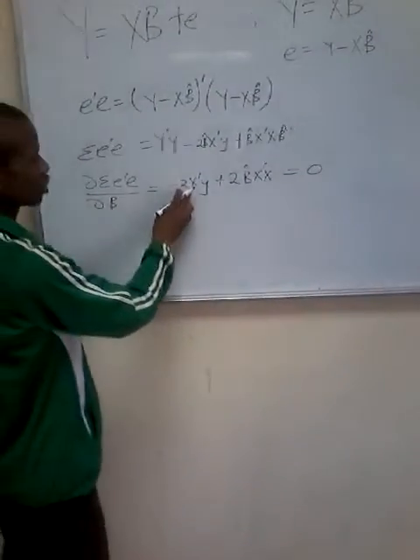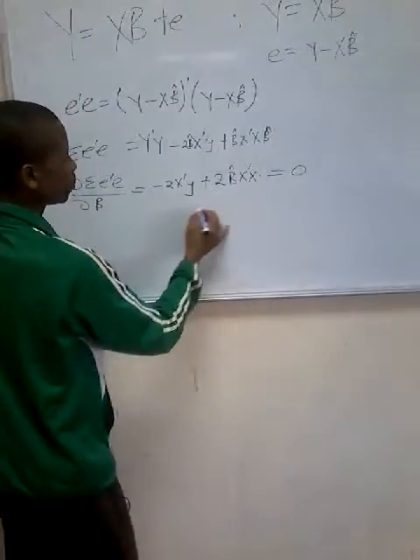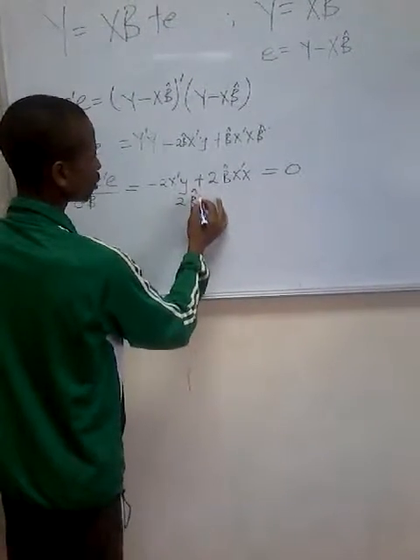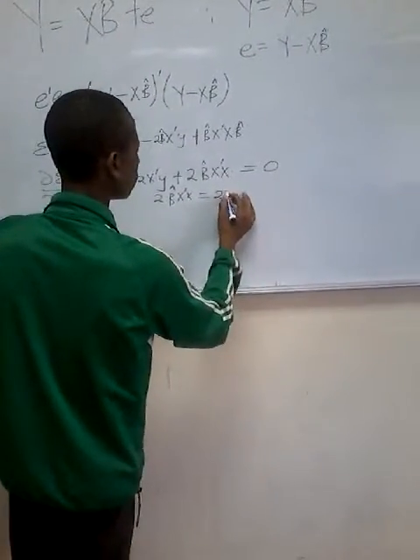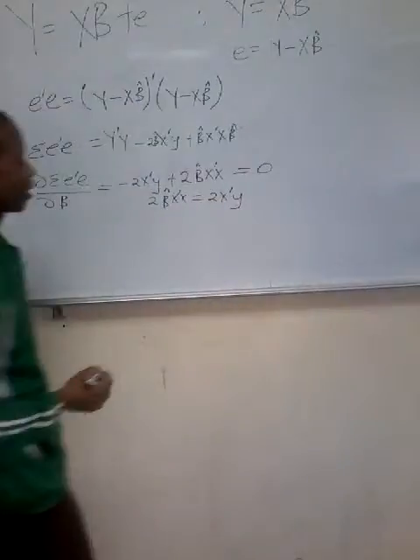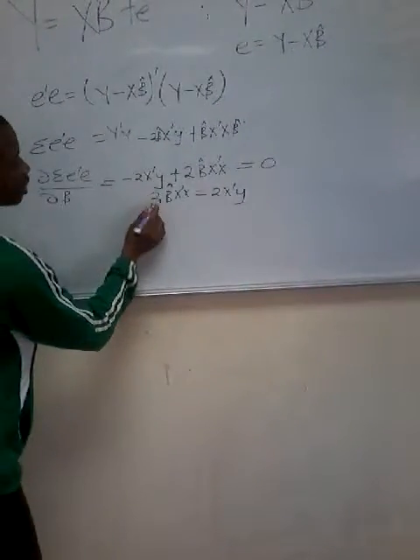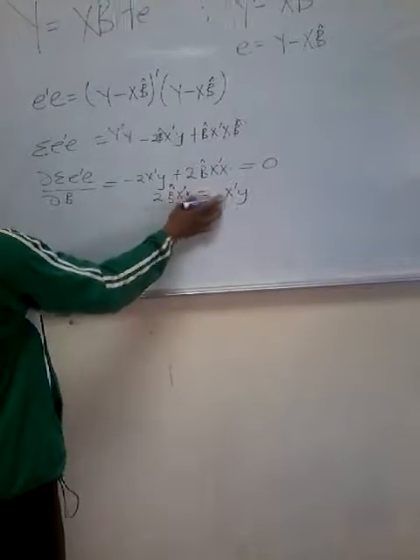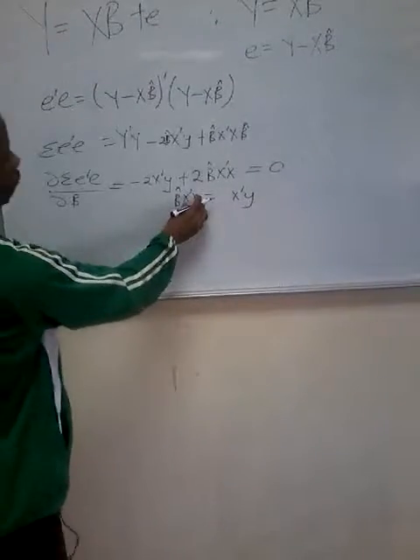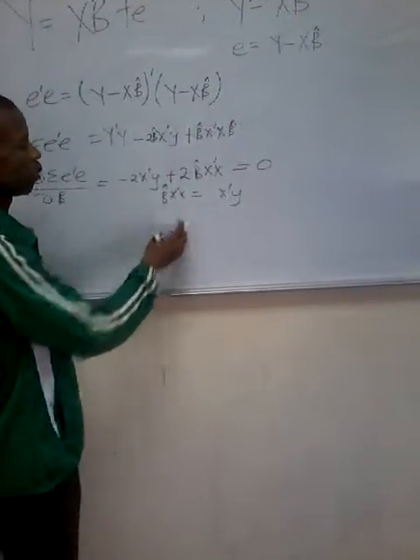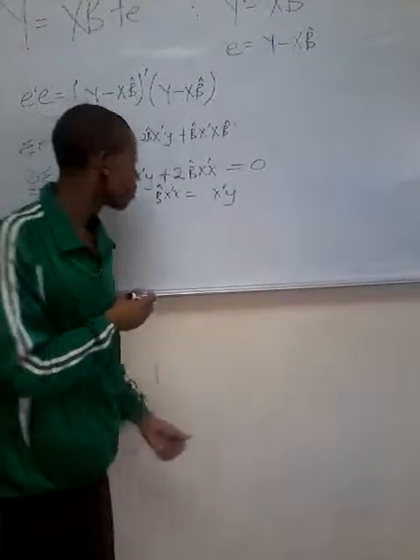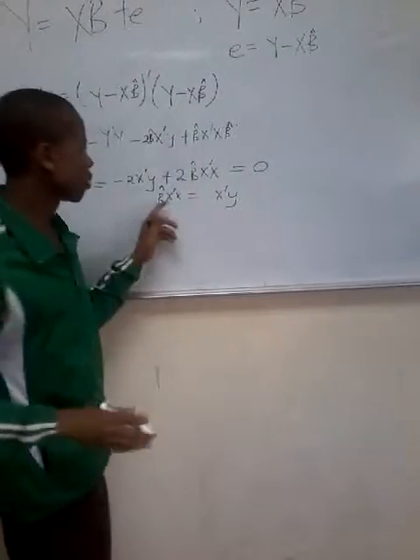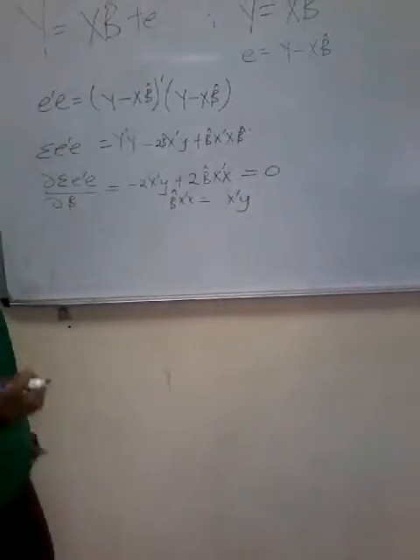Then taking the minus 2 X transpose y to the other side, we get 2 beta hat X prime X equal to 2 X transpose y. Then dividing both sides by 2, we get this result. Therefore, in order to get rid of this X transpose X, we have to multiply both sides by its inverse, so that when an inverse is multiplied by the original matrix, it gives an identity.